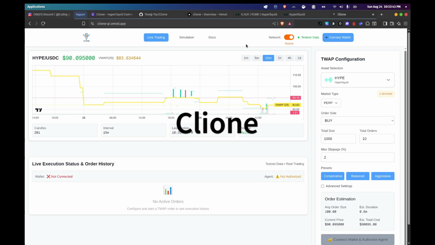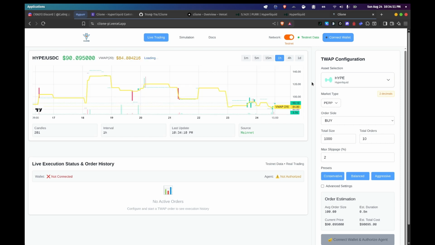This is Clione, a TWAP order execution tool that provides a traditional TWAP order execution interface and an advanced TWAP order execution that uses a VWAP indicator to decide the volume size of each order inside the TWAP order. As you can see, we have the chart pulled directly from Hyperliquid, which then uses WebSocket to update in real time. Due to this being a pioneer app, we haven't set up a database or a backend server at all. Everything is executed on the front end, and the entire source code is completely published.